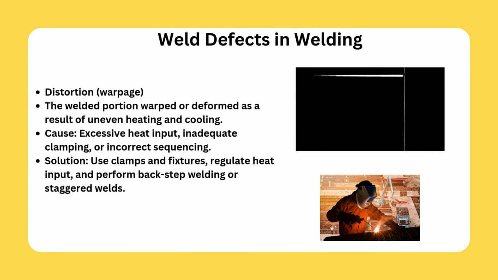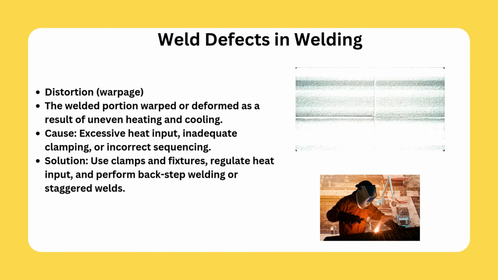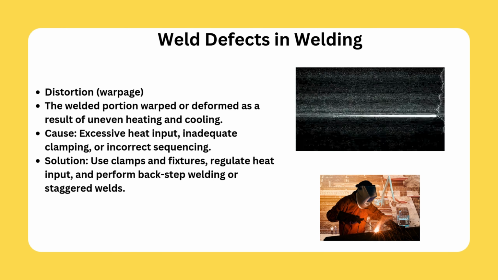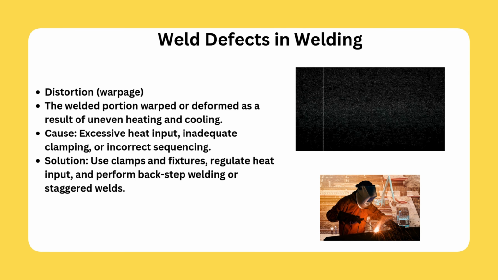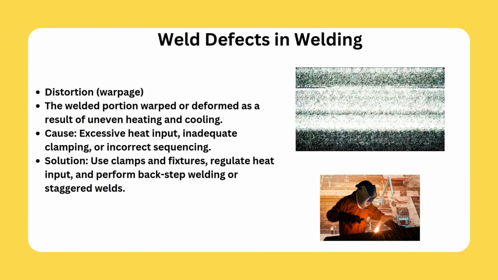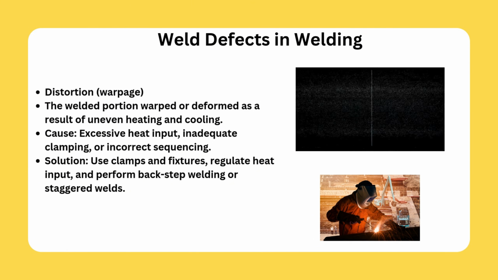Distortion, warpage. The welded portion warped or deformed as a result of uneven heating and cooling. Cause: excessive heat input, inadequate clamping, or incorrect sequencing. Solution: use clamps and fixtures, regulate heat input, and perform backstep welding or staggered welds.